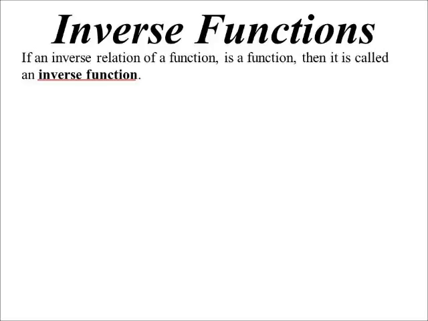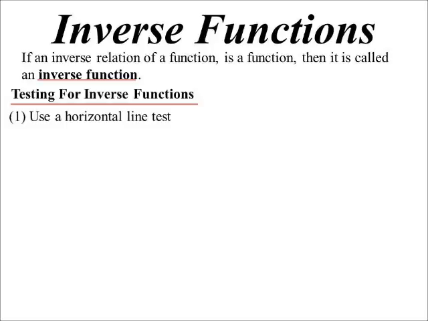Not a lot of functions have inverse functions, because here's the rule. You start off with a function, but of course a function is a type of relation. You find its inverse relation, swapping the x and y around, and if that result turns out also to be a function, so it satisfies all the rules for a function, then we call it an inverse function.